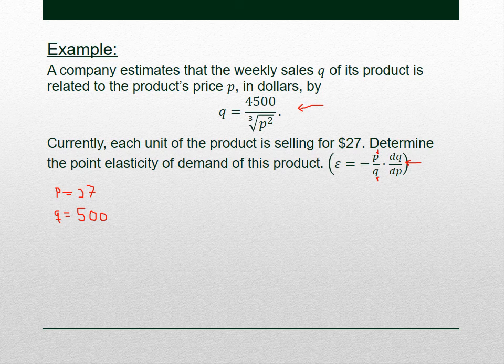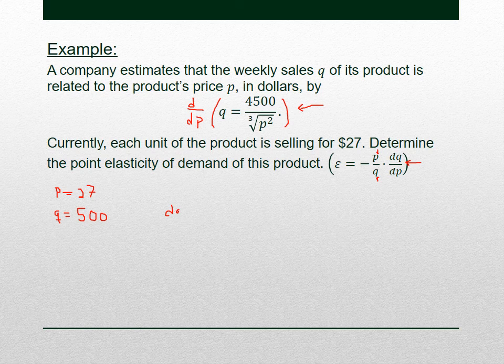And lastly, we need to find dQ/dP. So let's take this equation. If we take the derivative of this whole thing with respect to P, on the left side, we'll get exactly dQ/dP, which is what we want. And on the right side, we'll get something else. So try that on your own again and see what you get. Again, pause the video if you need to.